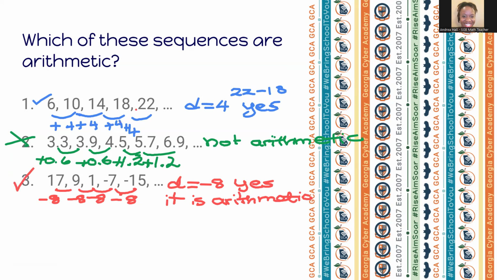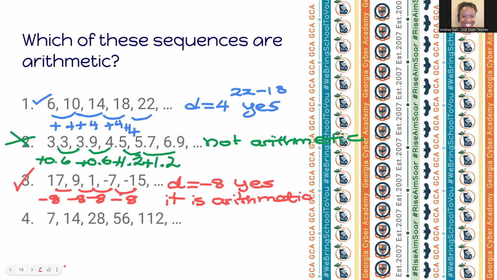Now notice when I'm subtracting, I'm going from the back because I like to do y2 minus y1. That's the rule. So it's easy to make sure you remember y2 minus y1, the second term minus the first, and what have you. So the first one and the last one are arithmetic because they have a common difference.